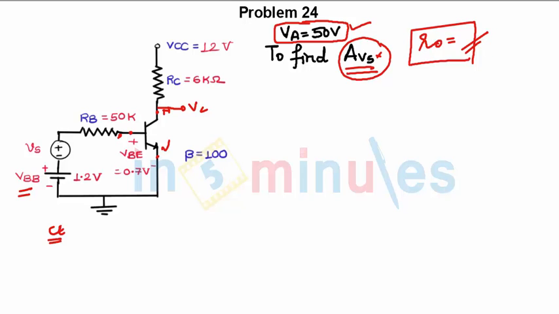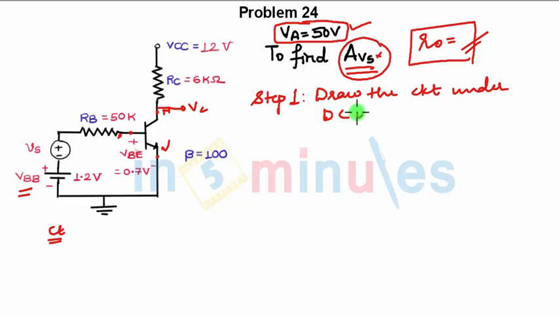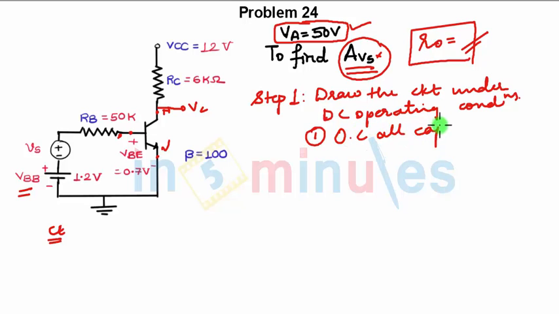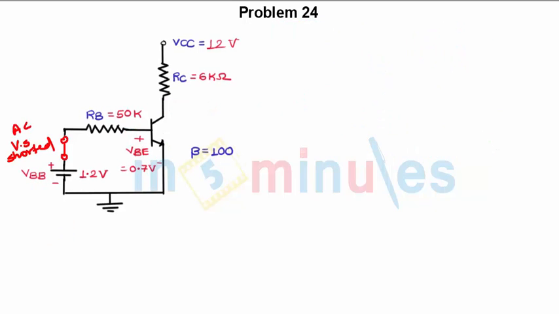Now our step 1, what is step 1? Draw the circuit under DC operating condition. Now what are DC operating conditions? Now if you see, there are no capacitors given in the circuit, but our step is to open circuit all capacitors, and the second step is we need to short circuit AC sources. So when you are short circuiting AC sources and open circuiting the capacitors, how will the circuit look? You can see here the voltage source is replaced with a short circuit, and you are considering DC voltage.